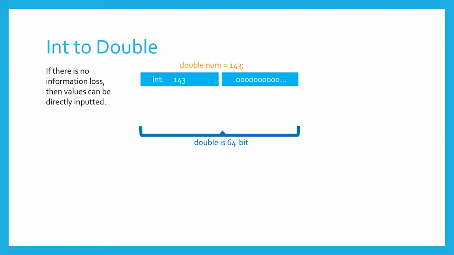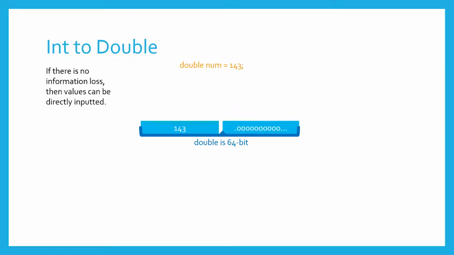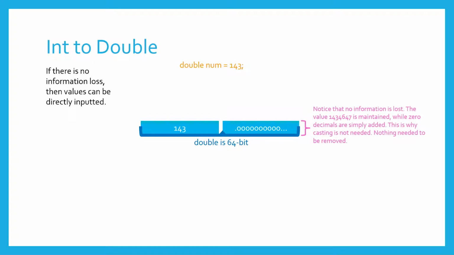Another example of casting is casting a double into an int, or more generally casting a floating point value into an integer value. This is an especially common form of casting. Typically, putting an int into a double is usually fine, since nothing needs to be deleted. A bunch of zeros and a decimal point simply gets added, for example, to the 143. So you'll notice that 143 stays the same value throughout this.